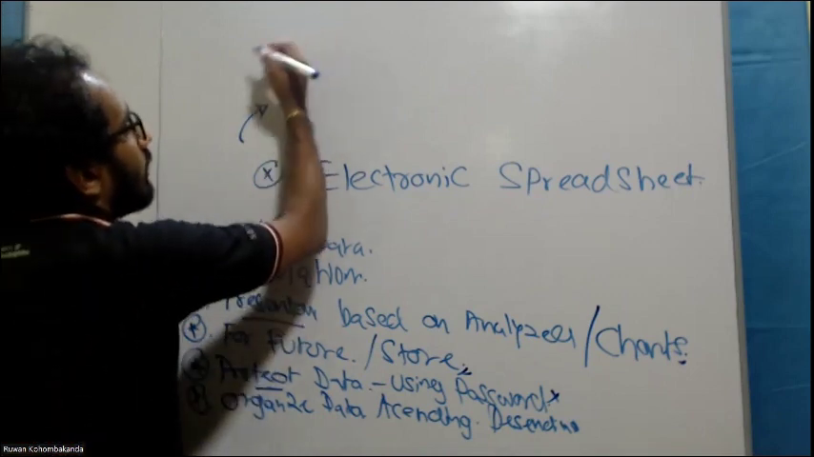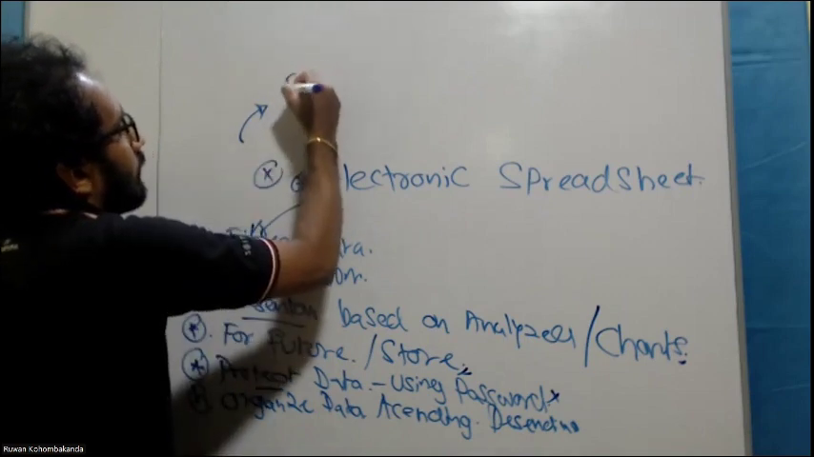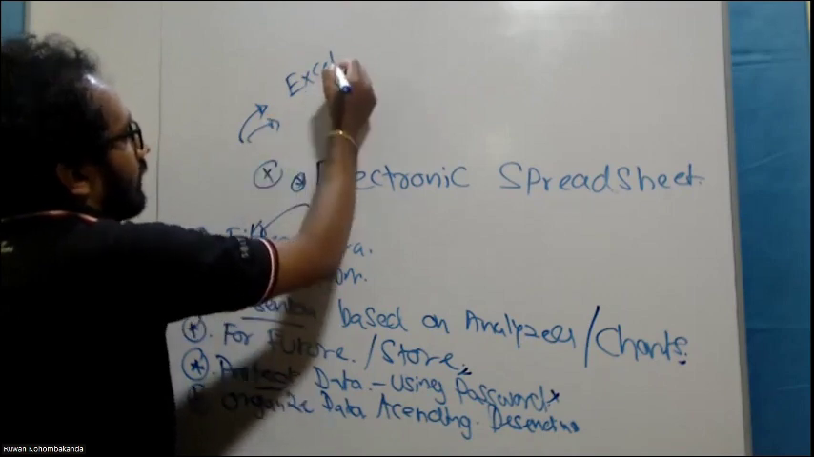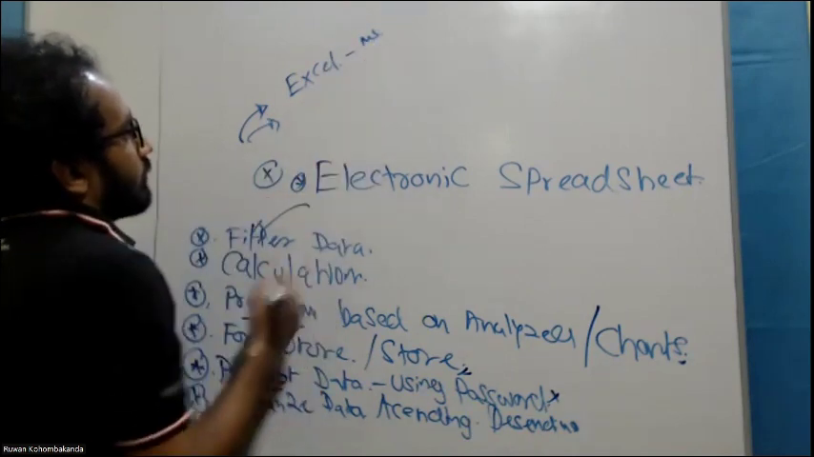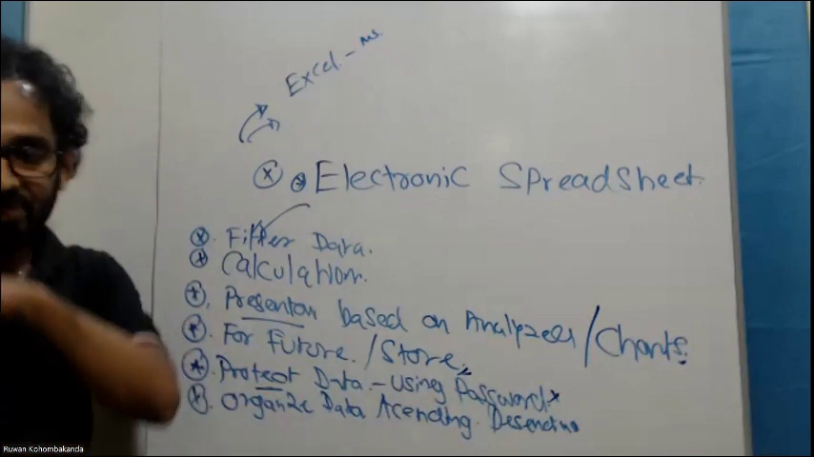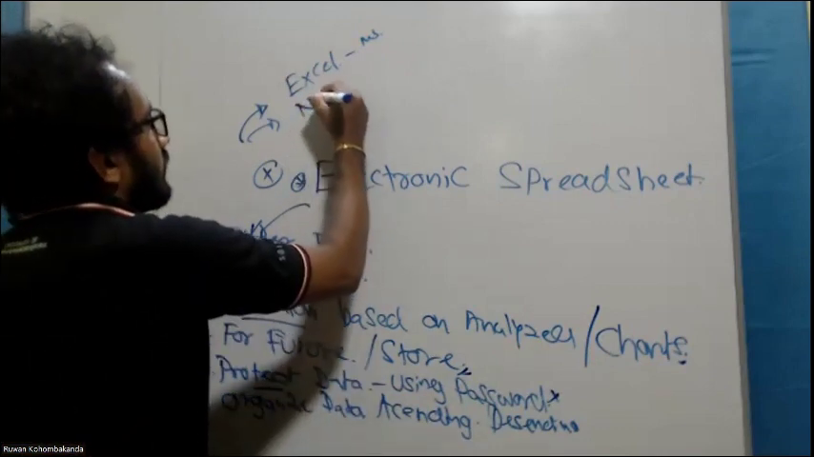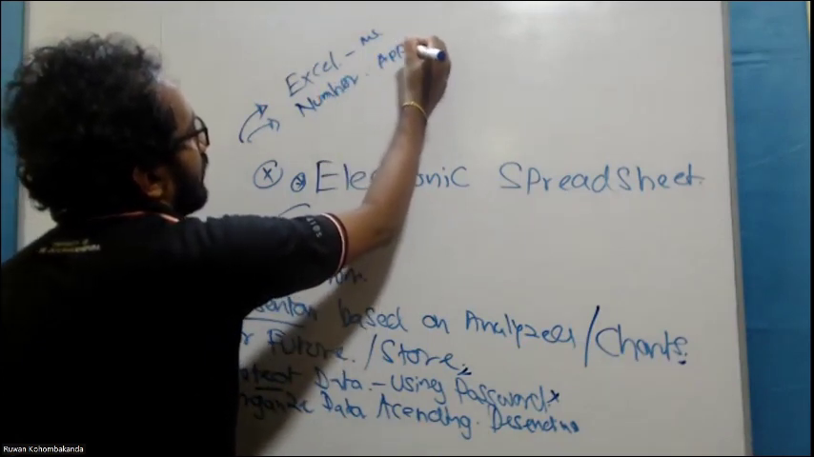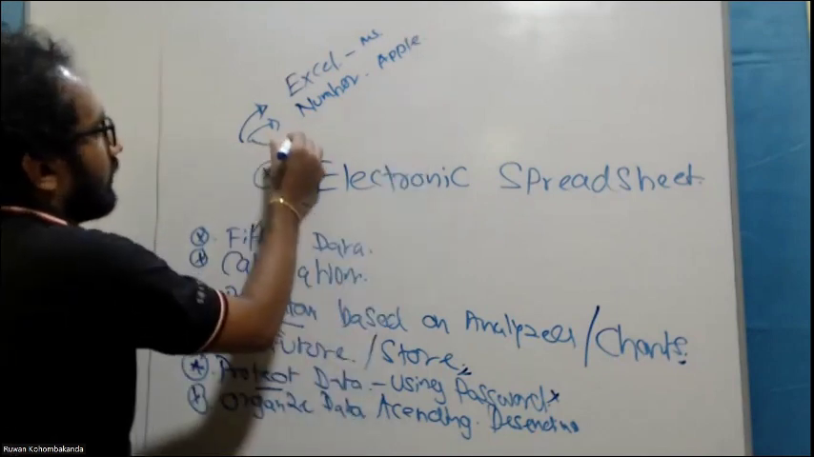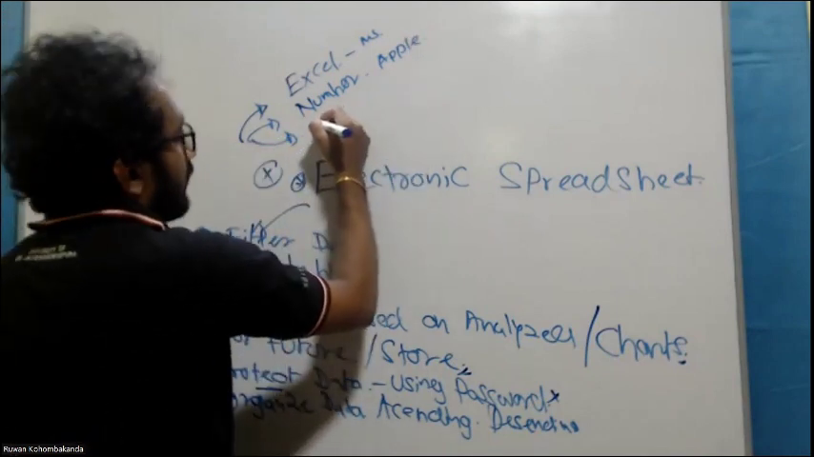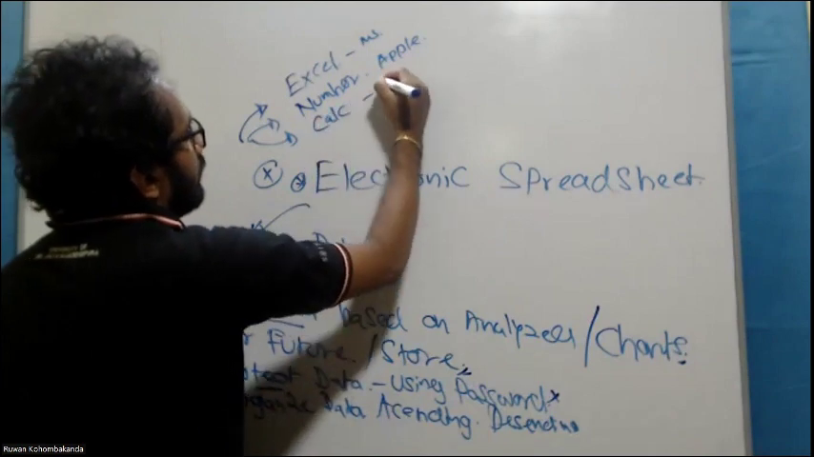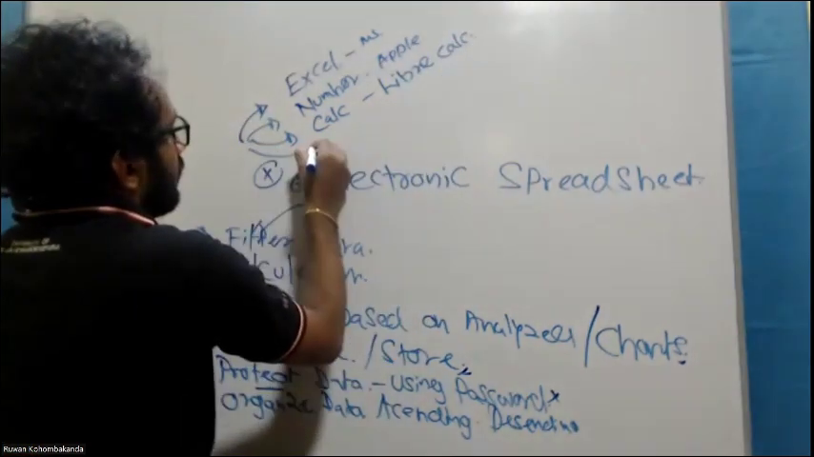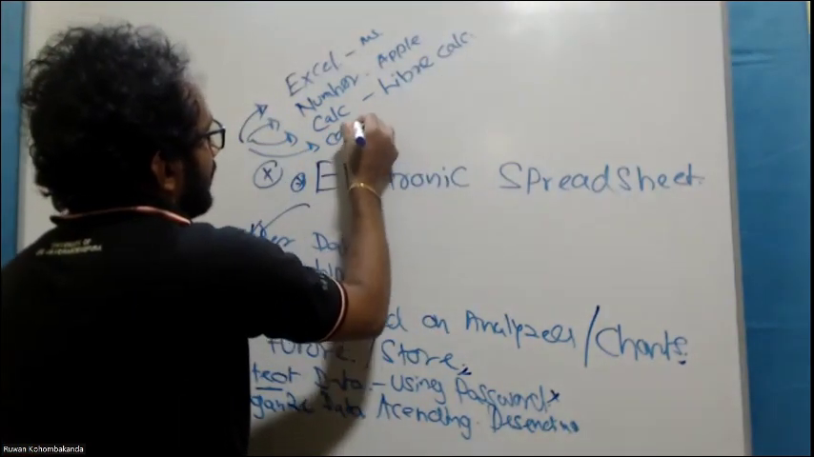We talked about different kinds of examples. Excel, Microsoft Excel, by Microsoft Corporation. Another one: Numbers by Apple Inc., Apple Incorporation. Then LibreOffice Calc, by The Document Foundation. Another one is OpenOffice Calc.